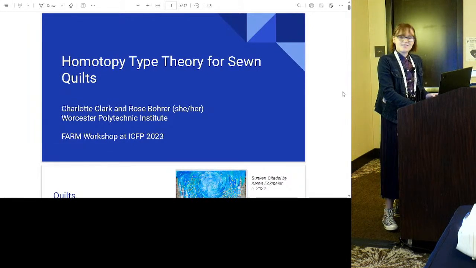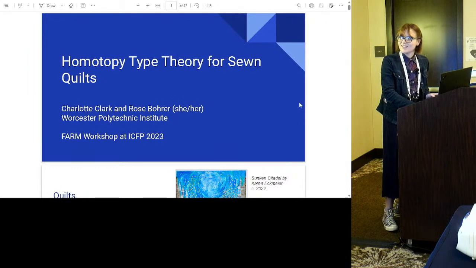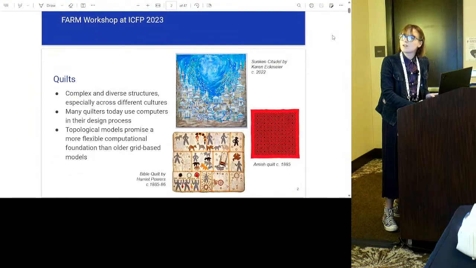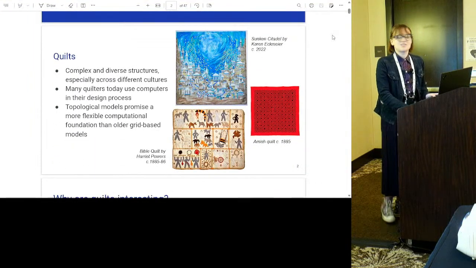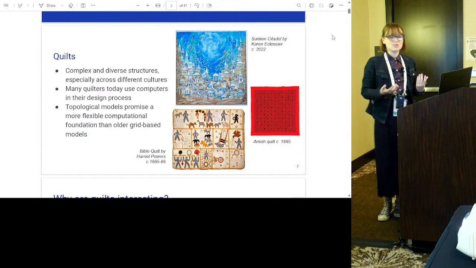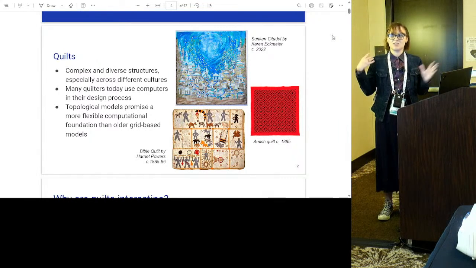We have to give quite a little bit of background before we can get into the actual language itself. But first, we're going to start off by talking about quilts. Quilts are really complicated structures, and they have a huge variety of forms that they can take. Many quilters today use computers in their design process, but there's a huge range of outcomes.